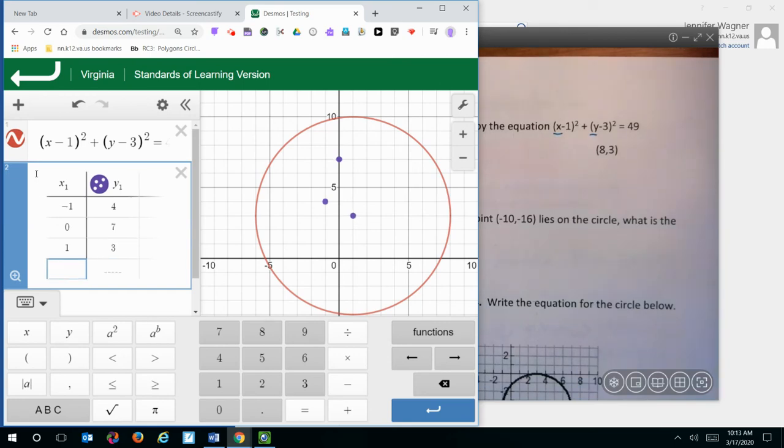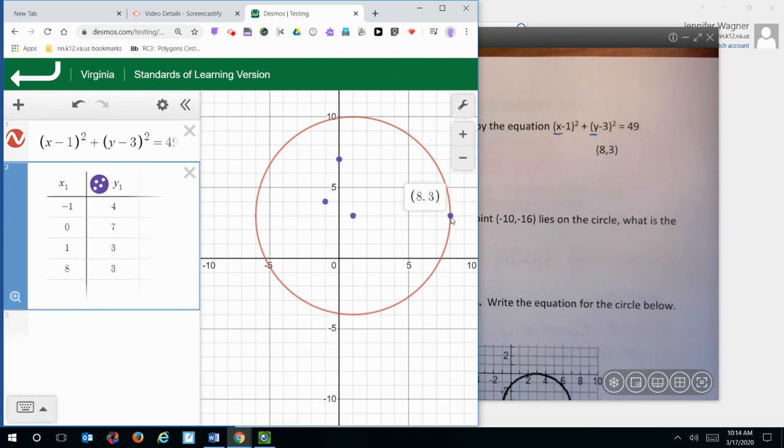And next I have 8, 3. And if you notice, there is only one point on the circle. These points are obviously not on the circle, so if I go over here and click, it shows me that (8, 3) is on the circle. So you can use Desmos or you can use substitution. On the next slide, you will practice writing the equation of a circle, then use one of the 2 methods you just learned to figure out which points lie on the circle.